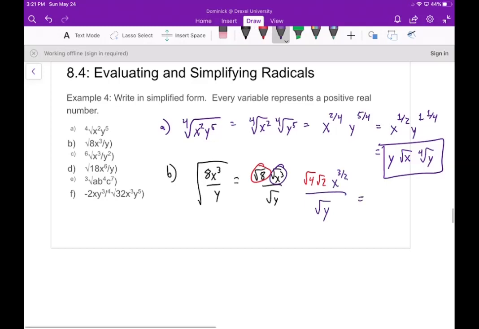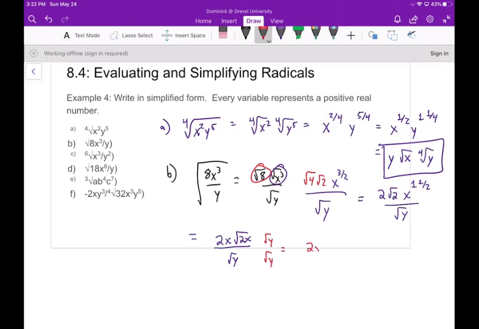Now, on the top, I'm going to get a 2 square root of 2 times x to the 1/2 over square root of y. So we're going to get a 2x square root of 2x over square root of y. So now, of course, we just need to rationalize. So we multiply top and bottom by square root of y. And we get a 2x square root of 2xy over now just a regular y. And there's our final answer.